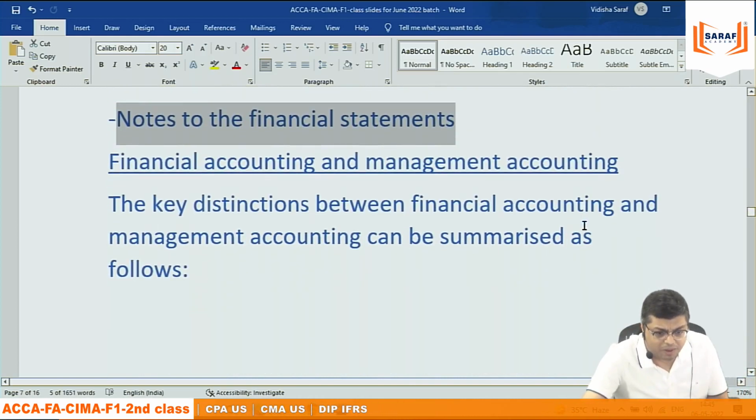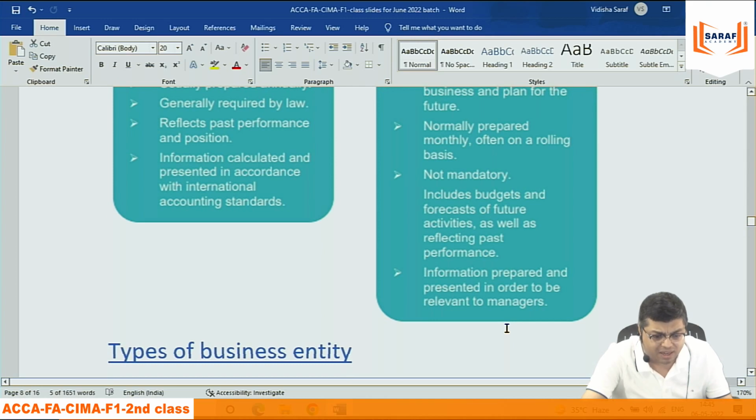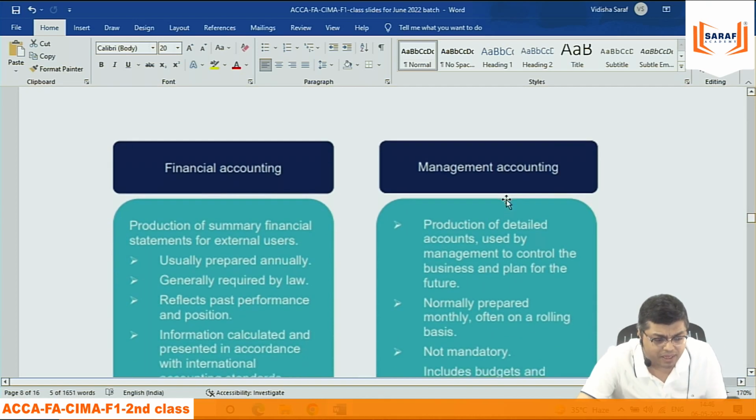What is the difference between financial accounting and management accounting? External, internal, summarized, more detailed, required by law, not required by law, generally prepared annually, generally monthly or quarterly. Then it is based on accounting standards. It is not based on any standard. It is the way it is required. It is only the past information. It is past, present and future information. All are required. All are incorporated into management accounting.